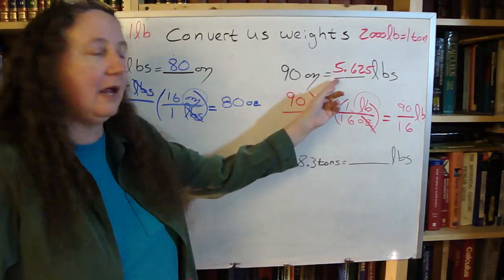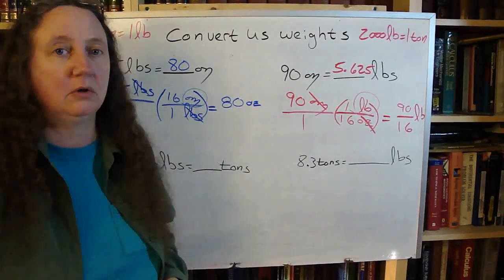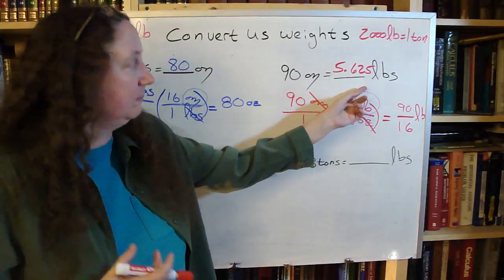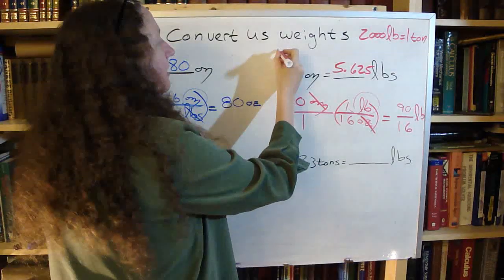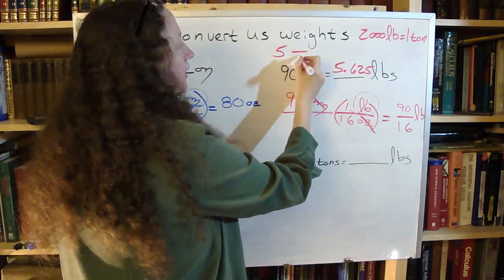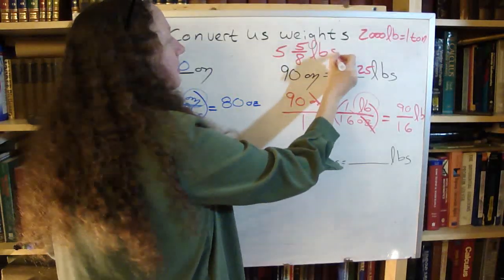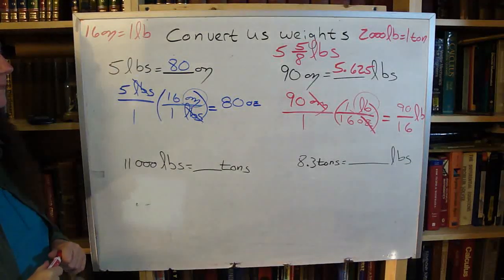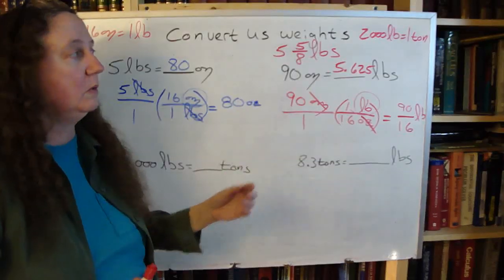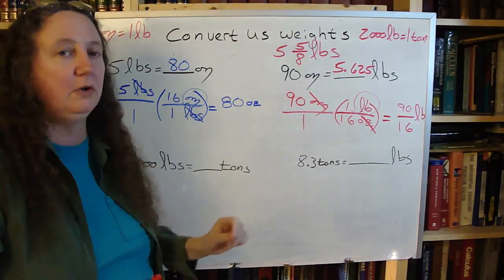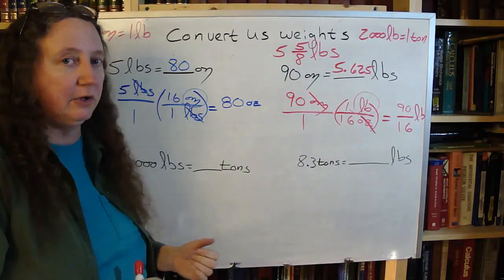If you are allowed to answer it as a decimal, that is your answer. If you have to answer it as a mixed number, you want to turn that 0.625 into a fraction. So that would be 5 and 5 over 8 pounds. Your computer homework will force you to do one or the other, and it will tell you which one it wants. So you just have to know how to answer it, and for that, that's going to be on your calculator.